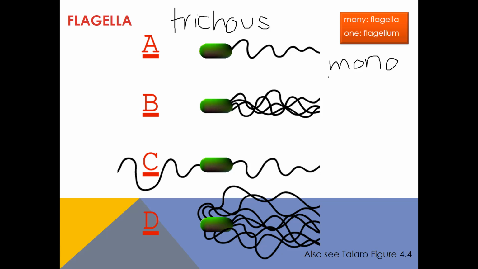Monotrichous. If they are in a tuft, that's lophotrichous. If they are in tufts or singles, but they are on both polar ends of the microorganism, so this must be a bacillus in this case, at polar ends, then that's called amphitrichous, A-M-P-H-I, trichous.